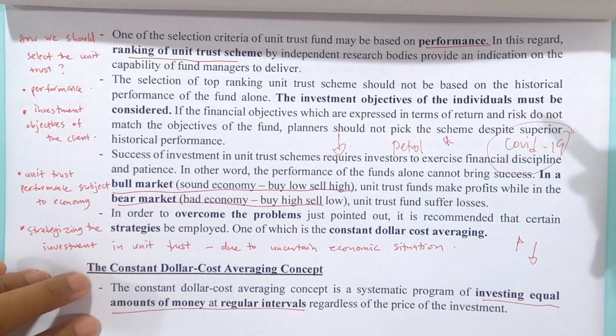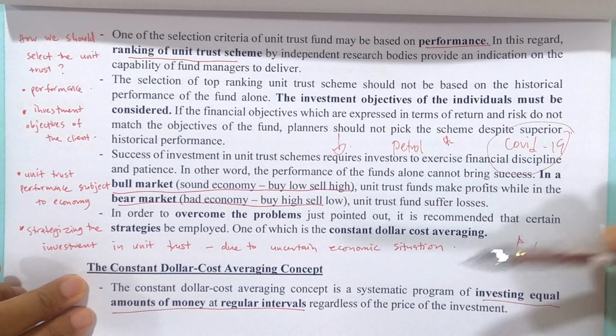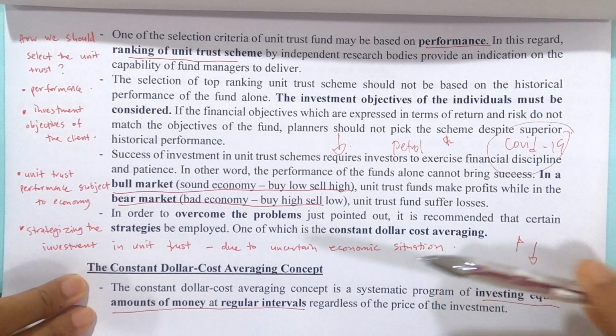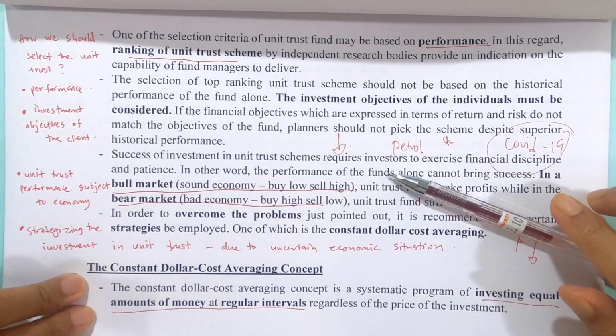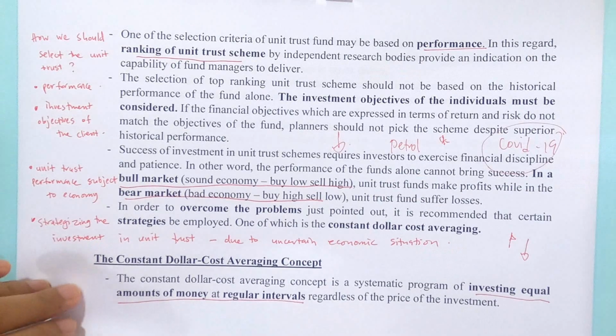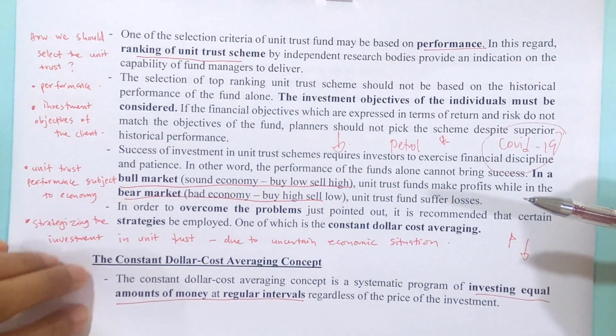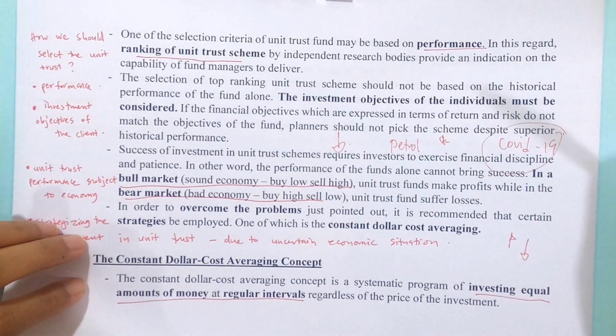So this is a part of the strategy that we're going to look at. We call it the constant dollar cost averaging concept. Now we are going to look at the constant dollar cost averaging concept.